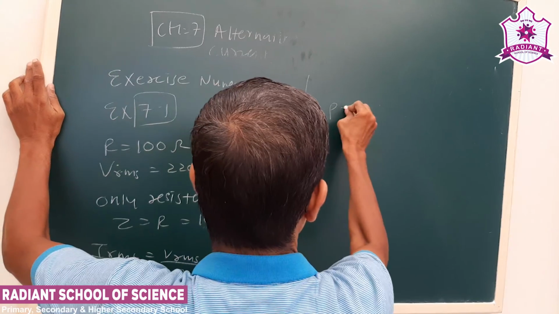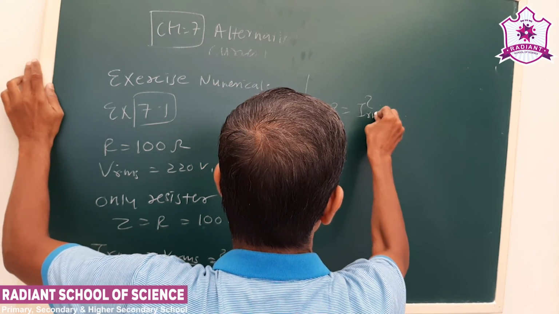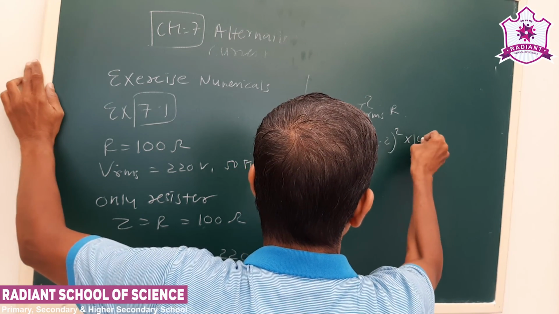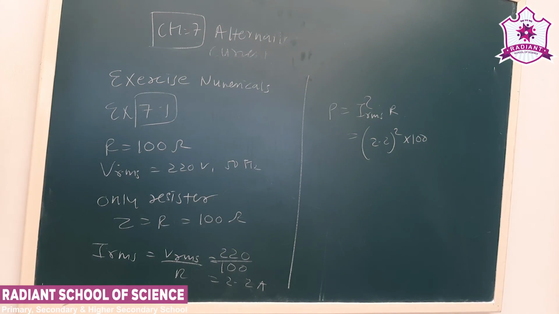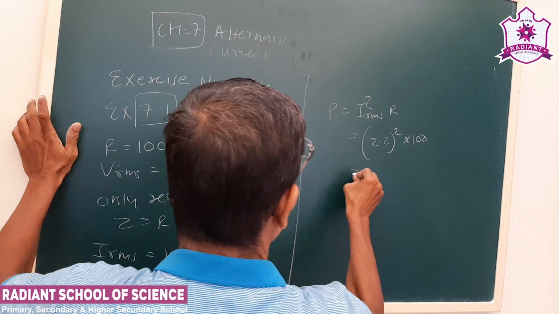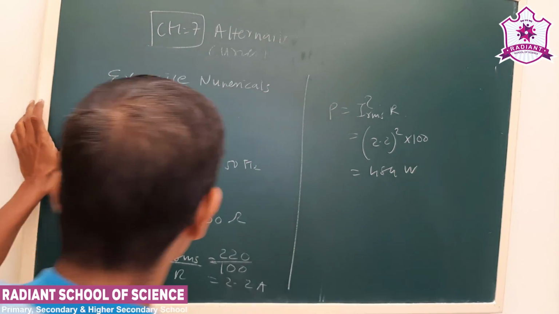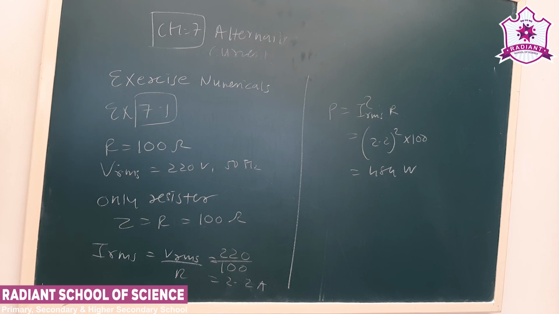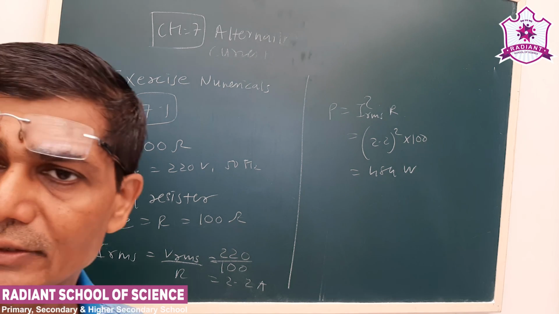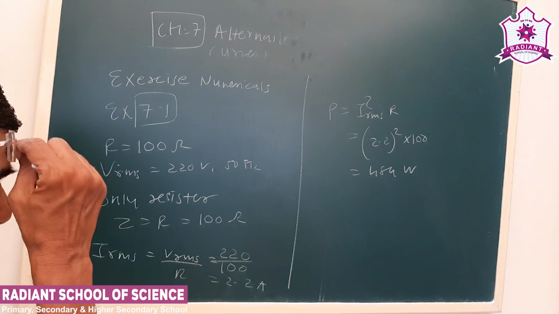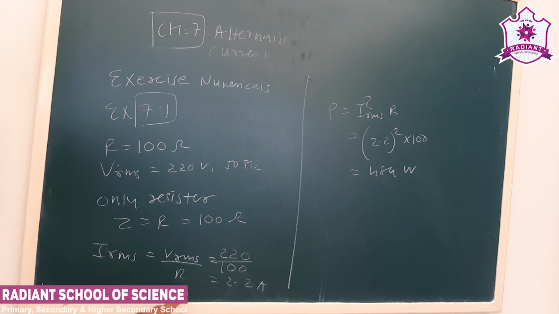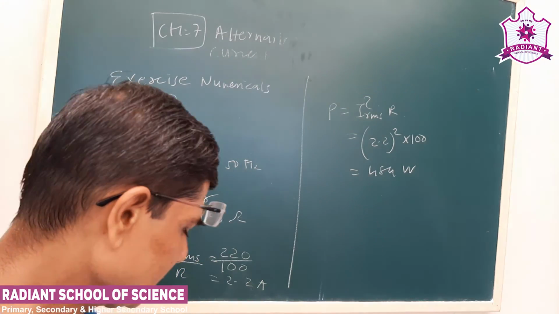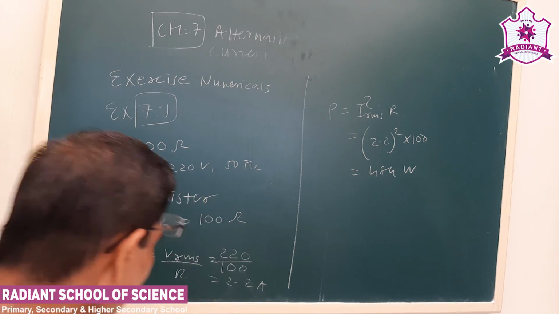See, the power in the circuit is I squared R. That turns out to be 484. Here only a resistor is given, so no other component, so Z is equal to R. IRMS is VRMS upon Z. Z is equal to R here, so we get the current value, and power is IRMS squared into R. So this is about exercise number 7.1.